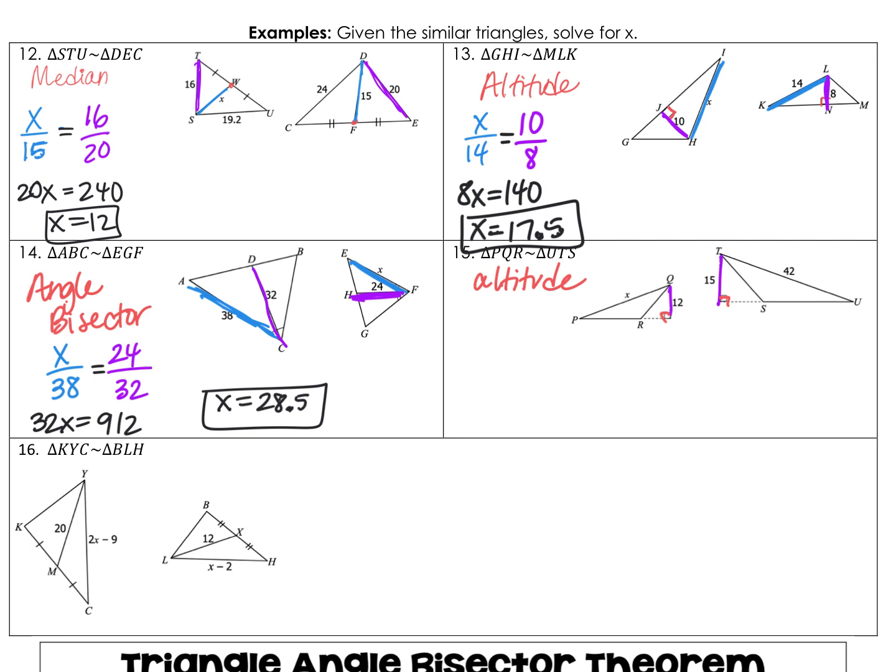And now you can go ahead and set it up. I already highlighted that. So I'll do 12 over 15 first. And x corresponds to 42. Okay. Just want to make sure we talk about that one because the altitude looks a little bit different. It's dropped out to the side to be perpendicular. So we get this fun equation. 15x equals 504. You divide by 15, you get 33.6.